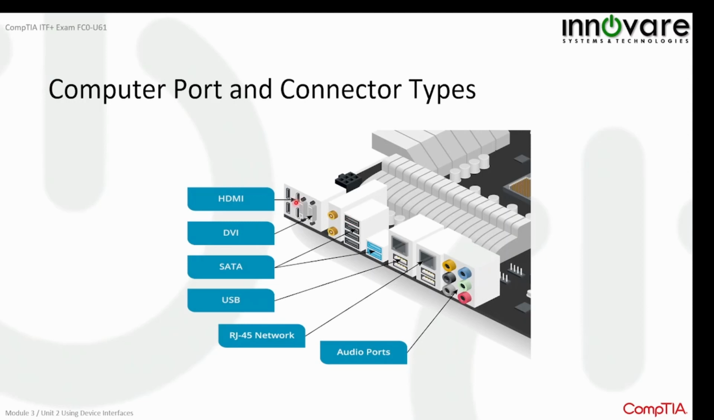Actually, you can see the video input devices and output devices from HDMI to DVI, and then the input ports for SATA, no? And then USB ports, and then for communications such as RJ45 and audio ports. These are the things that you can commonly find. These are the computer ports and the different connector types that are used to plug in these peripheral devices.